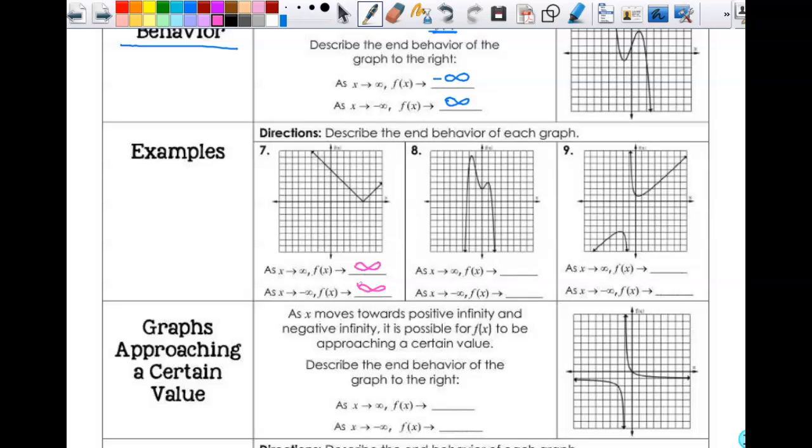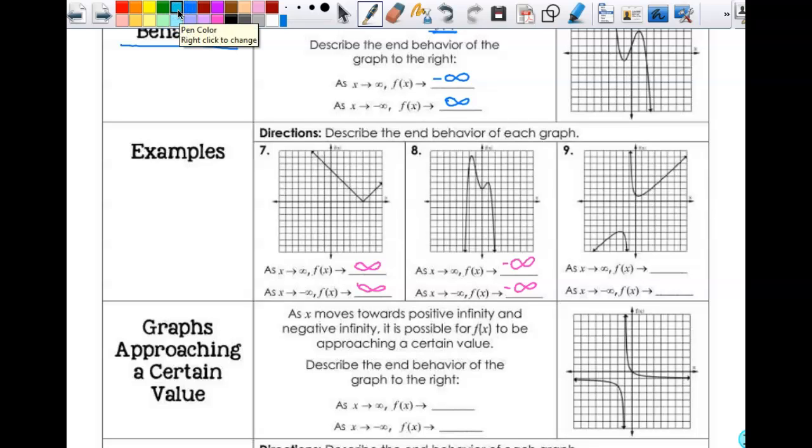So then number 8. As x approaches infinity, what is f of x approaching? Negative infinity, very good. And as x approaches negative infinity, y is approaching negative infinity again. Okay. We okay with that?